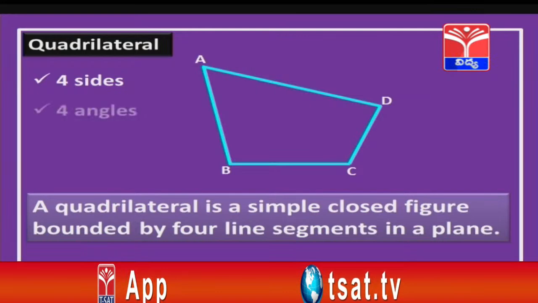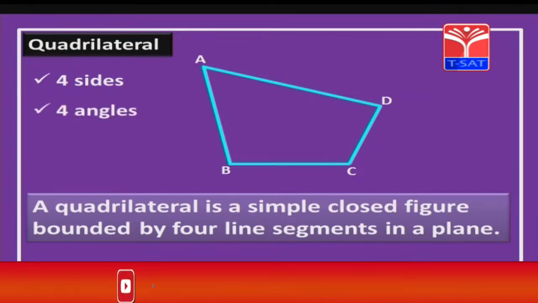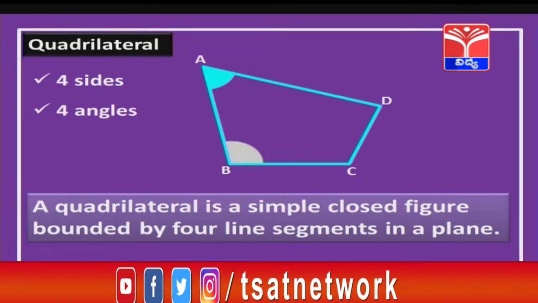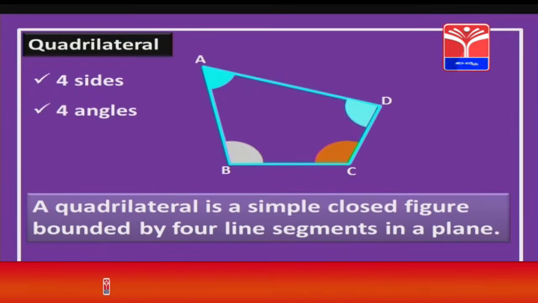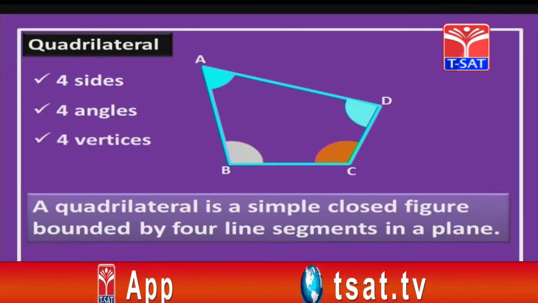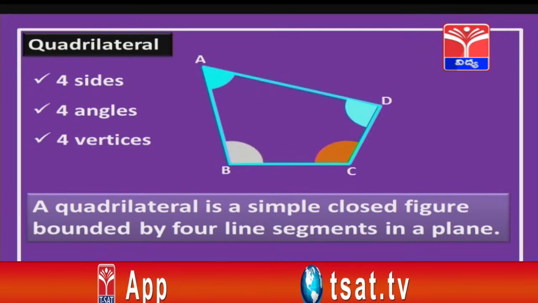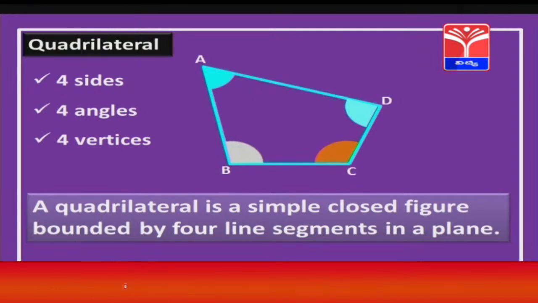And what else? 4 angles. What are the angles, children, here? Yes, angle A, angle B, angle C and angle D. What else, children? Yes, 4 vertices. So, what are the vertices? Yes, A, B, C and D are the 4 vertices.